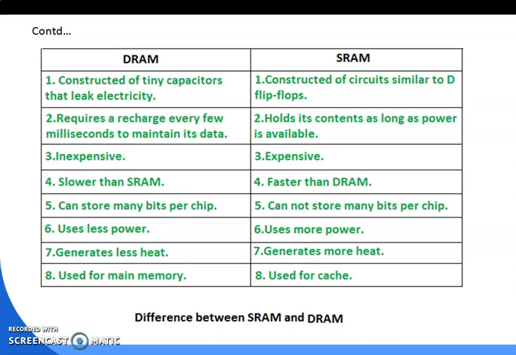Next, DRAM uses less power, but SRAM uses more power. DRAM generates less heat, but SRAM generates more heat. And DRAM is used for main memory and SRAM is used only for cache. That is the difference between SRAM and DRAM.